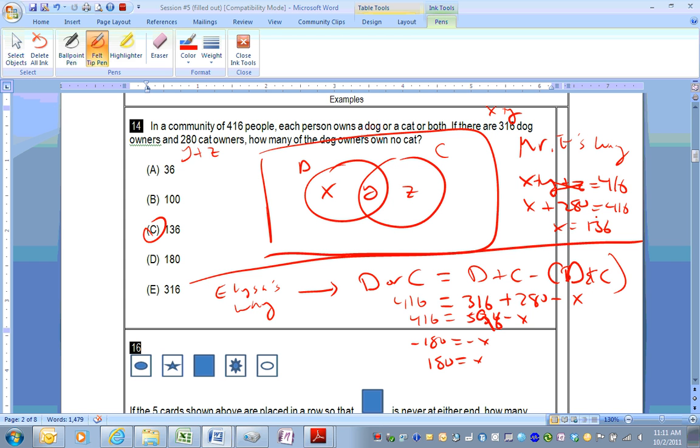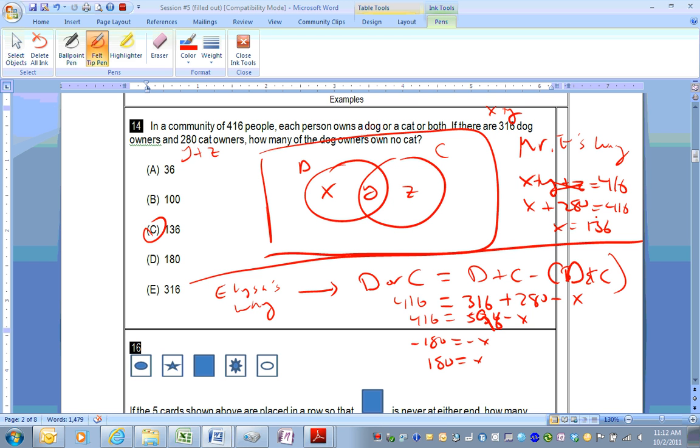Just so you understand how it works. Some people just can't see how all that works. So basically what you're seeing is that you're taking the cat owners away from the total, which is, yeah, some people just can't see that. That's good you see it. But. So let's see for that one.